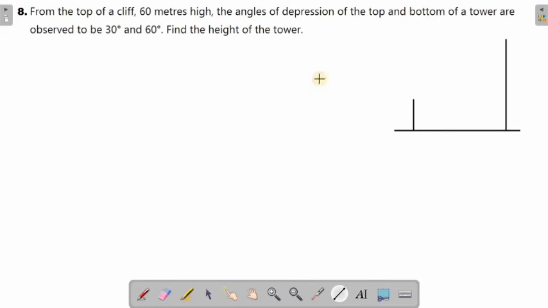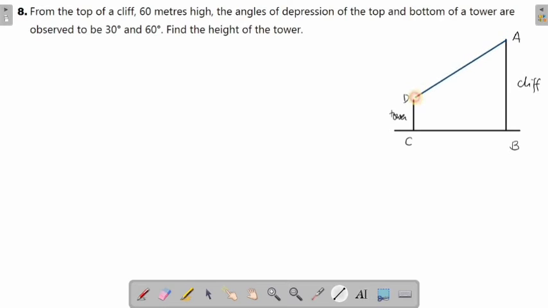Now see here carefully, let me write down the things also. AB is my cliff, and let me say that CD or DC is my tower. This is the bottom of the tower and this is the top of the tower, and their angles of depression from this point A are given to be 30 degrees and 60 degrees respectively. Try and understand the case. From A, you look at both the bottom and top of the tower.